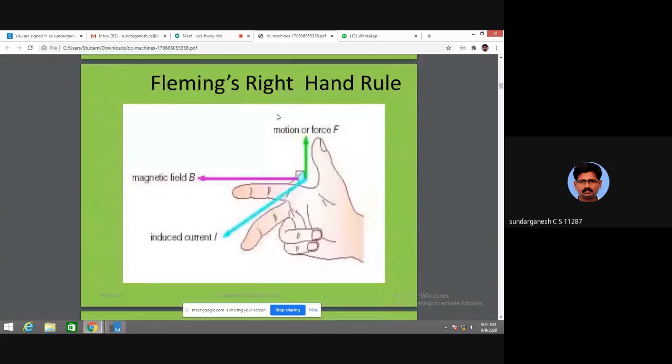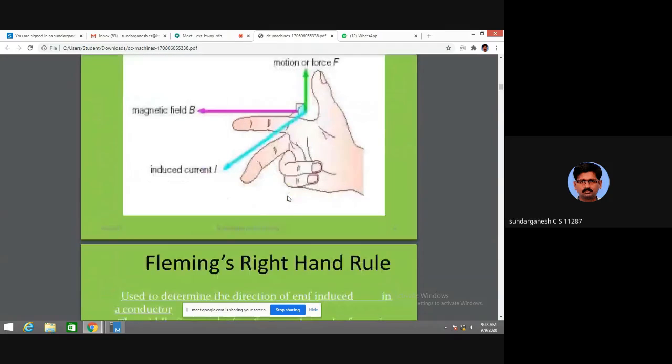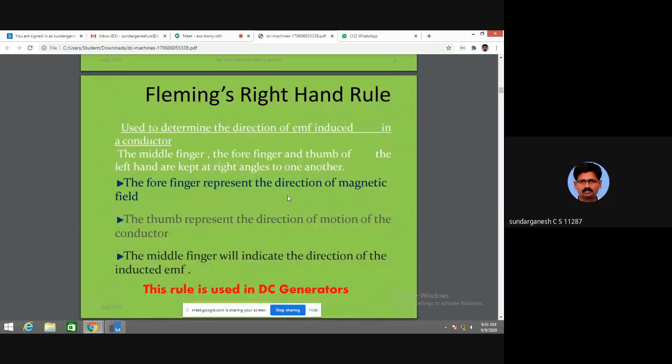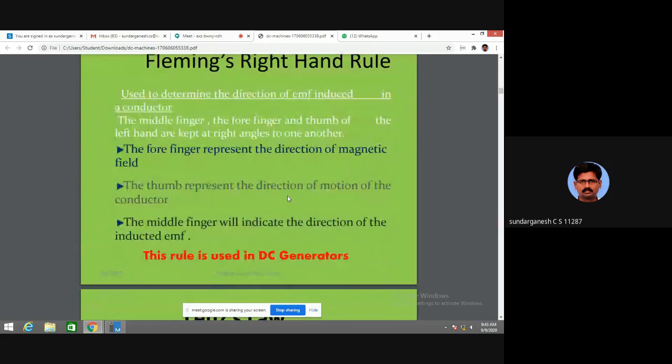Next one is Fleming's right-hand rule. This Fleming's right-hand rule is applied to generators. Here also, in the stator you are giving a DC current, so it will produce a magnetic field. You are giving mechanical input, whether a clockwise or anti-clockwise rotation. Depending on the direction of rotation of the mechanical power input, the induced current direction also changes. Fleming's right-hand rule is used to determine the EMF induced in a conductor.